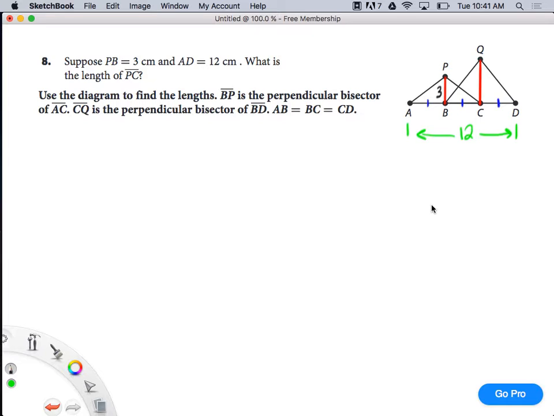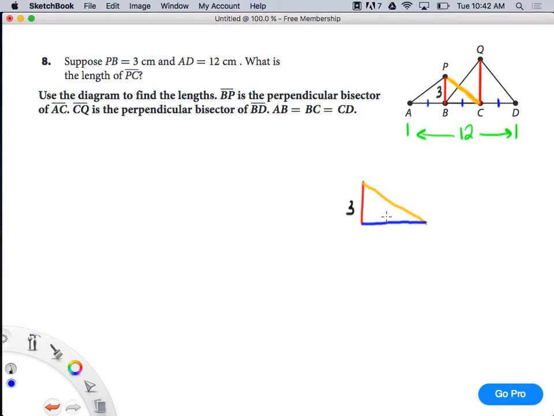So I've highlighted the perpendicular bisectors in red. We're given that PB is 3 and AD is 12. It asks for the length of PC. So PC is this length right here. So we're asked to solve for this length. Well, if I break that triangle out, we see that we've got this side here, which is 3. We've got this side here, which we don't know. And then we've got that side there, which I've shown in blue.